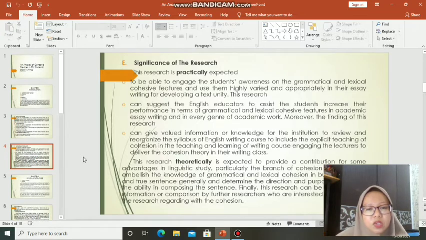And then, this research is theoretically expected to provide a contribution for some advantages in linguistic study. Particularly, the branch of cohesion improves and embellishes the knowledge of grammatical and lexical cohesion in building a good and true sentence generally, and determines the direction and purpose to develop the ability in composing sentences. Finally, this research can be used as useful information or comparison by further researchers who are interested in conducting research regarding cohesion.